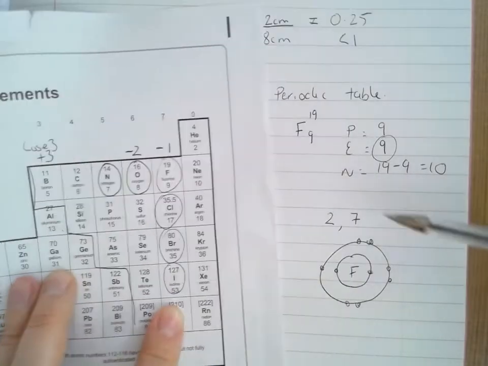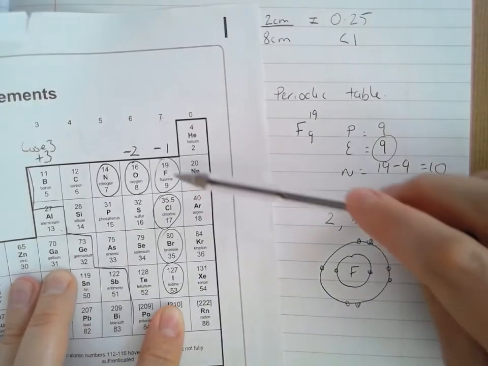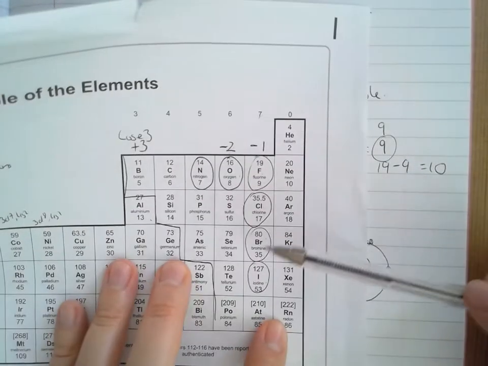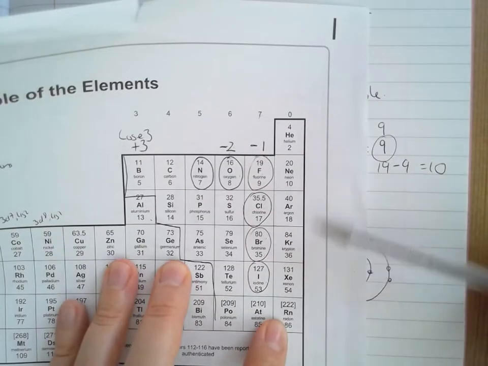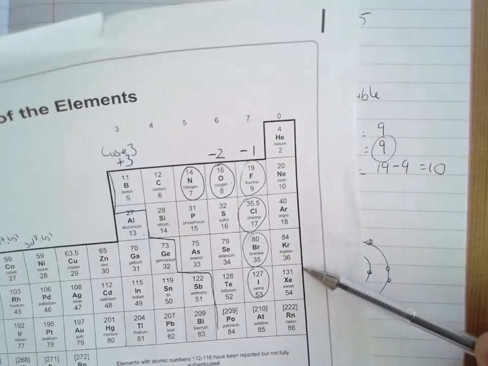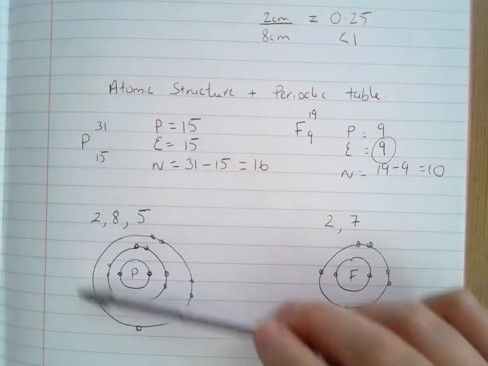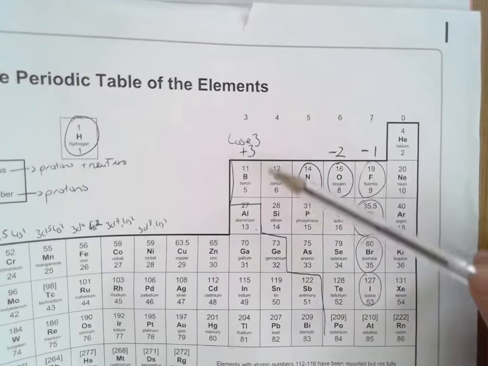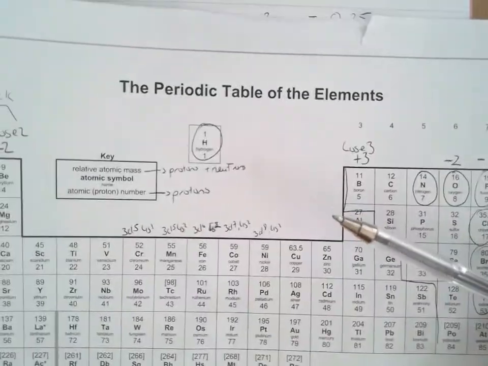Fluorine's in period 2, it only needed 2 shells. But phosphorus was in period 3, and it needed 3 shells. If you were to draw bromine, it's in period 4, you would need to draw 4 shells for bromine. So the electron configuration, which is how the electrons are arranged, relates back to the periodic table.